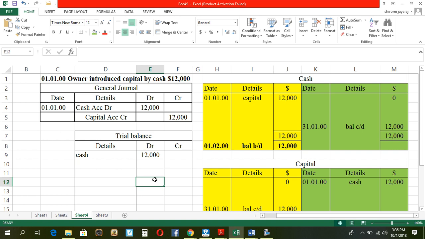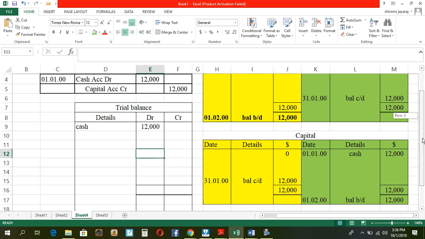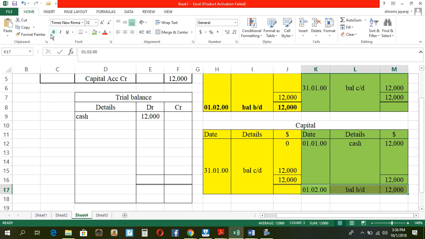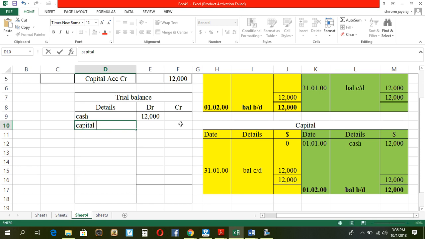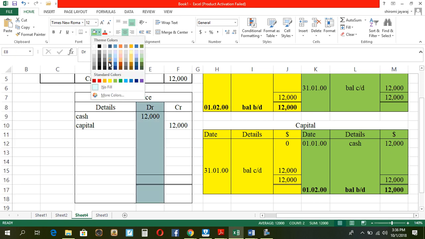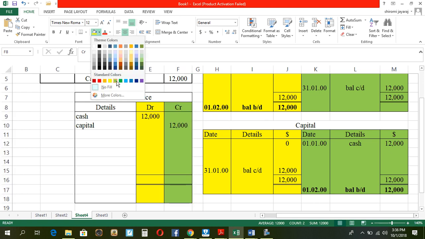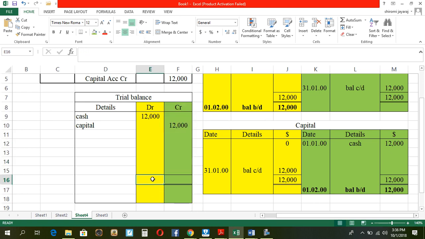Is that clear? Right. Now let's move into the capital account. Can you see the capital account? Yes. On which side is the balance brought down? On the credit side. So let's move into the trial balance. We'll write capital and we'll enter in the credit column. Got it? Let's color code this also with the same colors. Right? Now, are both sides equal? Yes. What is the total of debit? What is the total of credit? Did you get that? Yes.